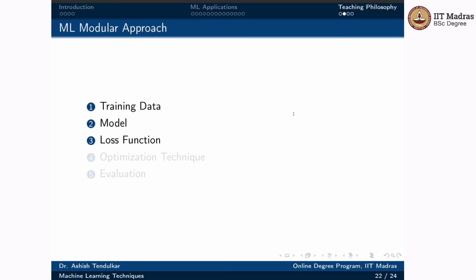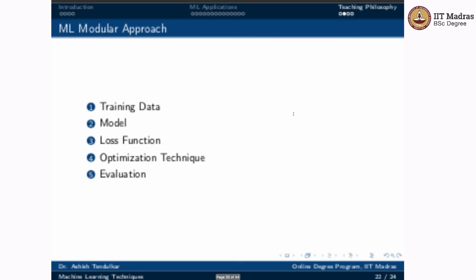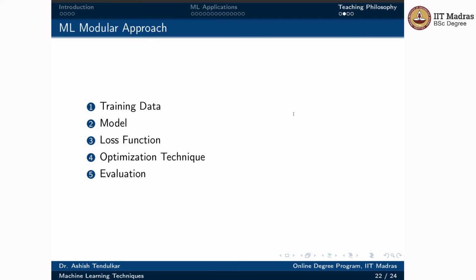The fourth component is optimization technique that helps us to optimize loss function in order to obtain optimal parameters or weights of the model. And finally, the evaluation criteria helps us to accurately evaluate the model based on the nature of the output and the label distribution. We'll study these components in greater detail in the next couple of videos. This is a powerful tool in your toolkit which will help you to understand any new machine learning algorithm by listing down these 5 components.